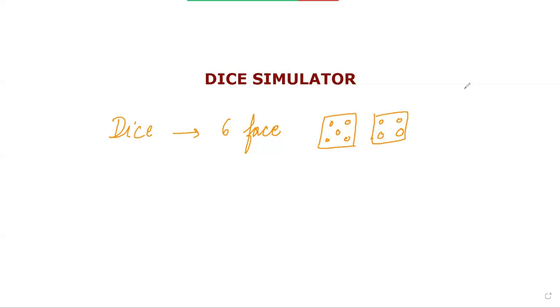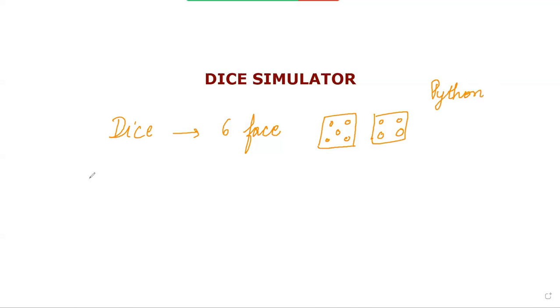So today we are going to study a Python-based project named Dice Simulator. So first of all, what is dice? Dice is a small cube which consists of 6 faces, and each face has a different number represented in the form of dots. See, this is 5, this is 4. So we are going to simulate a dice with the help of the Python programming language.